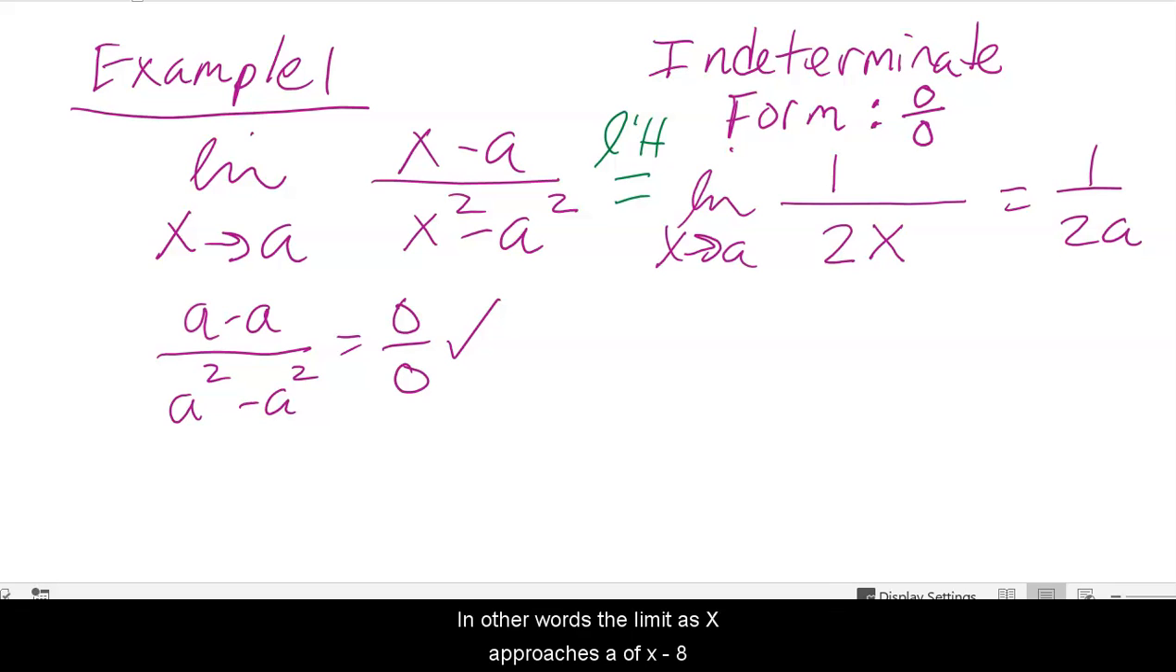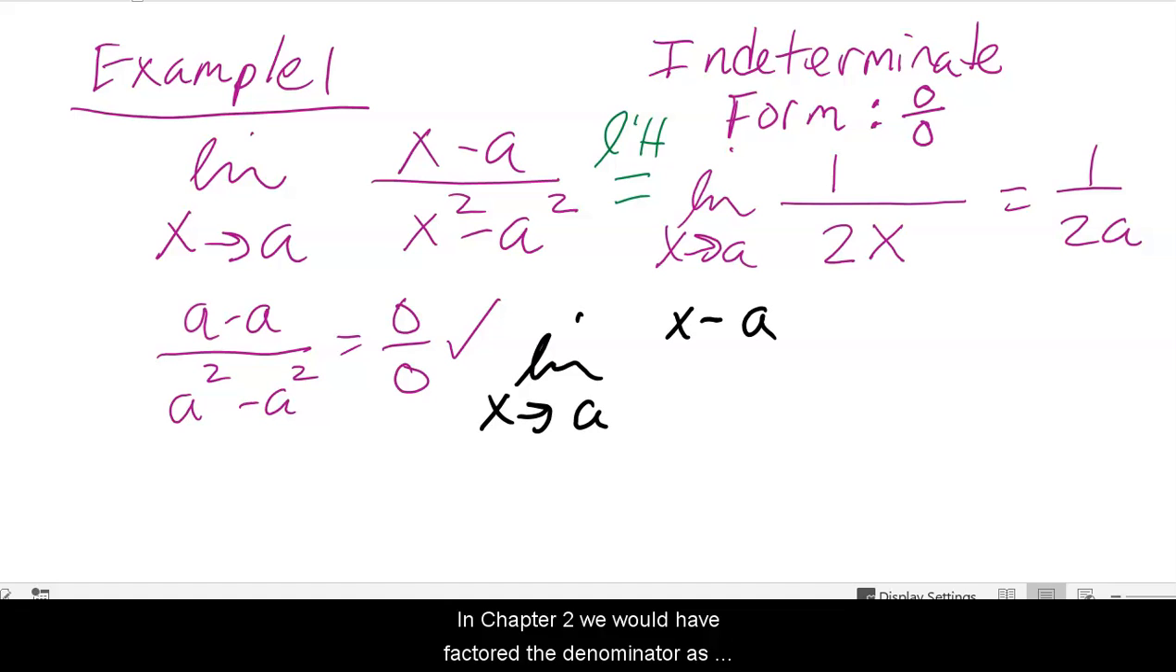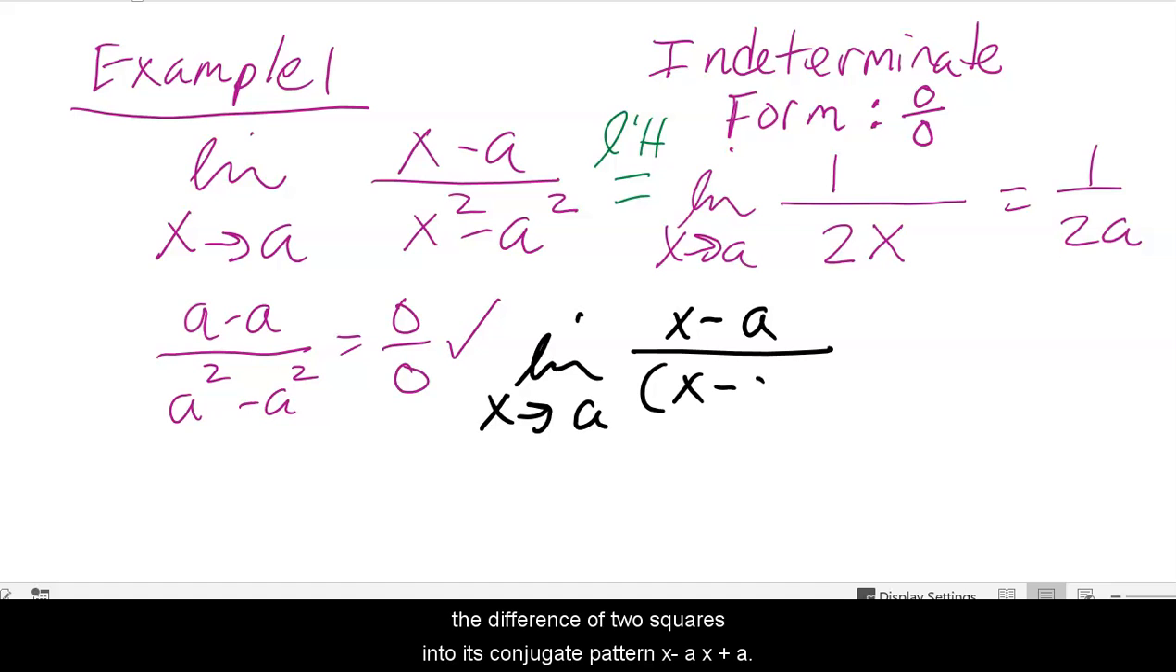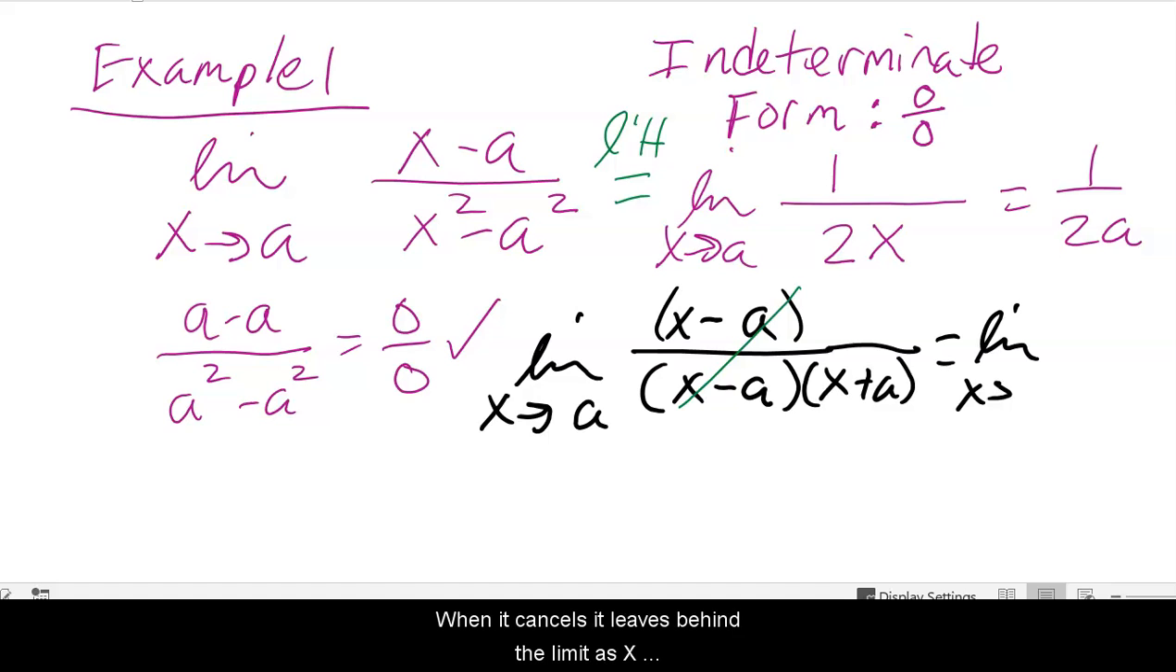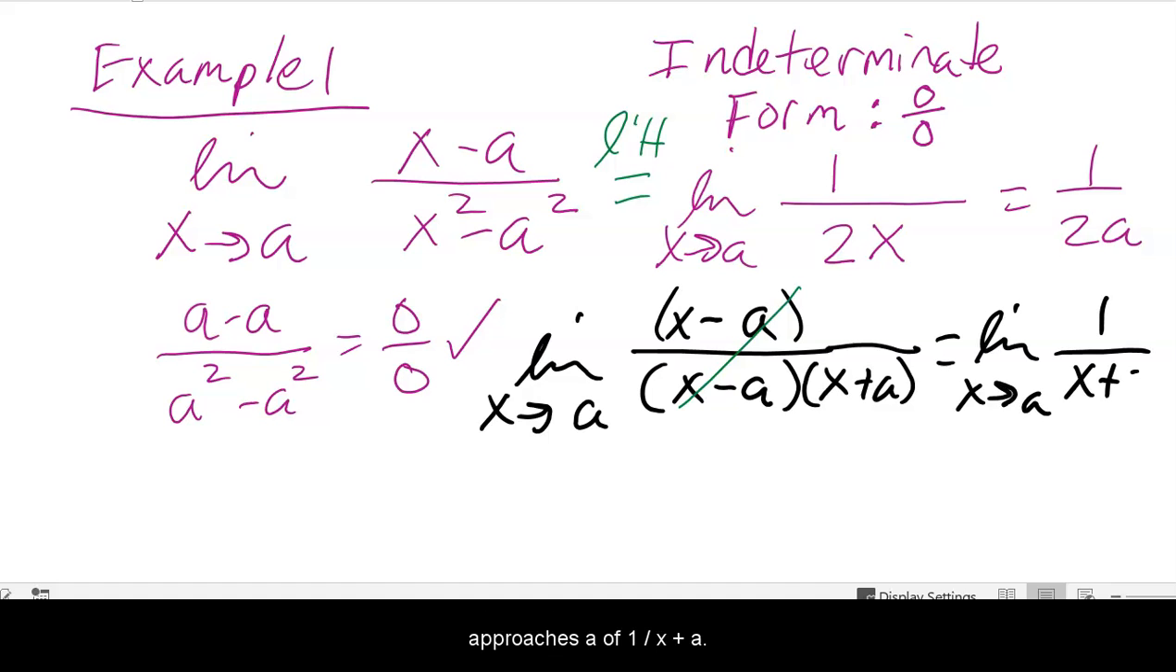In other words, the limit as x approaches a of x minus a divided by x squared minus a squared must be 1 over 2a. Does this match what we would have gotten had we done it with the other method that we learned in Chapter 2? Let's check. In Chapter 2, we would have factored the denominator as the difference of two squares into its conjugate pattern, x minus a, x plus a. Then the common factor of x minus a would cancel. When it cancels, it leaves behind the limit as x approaches a of 1 over x plus a.